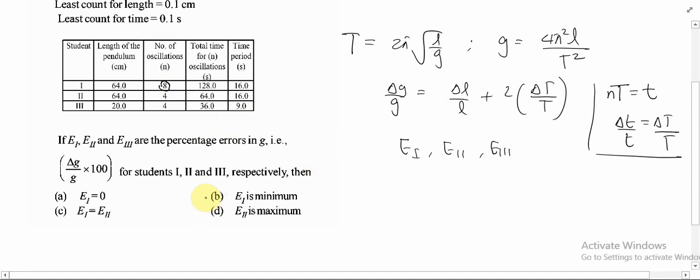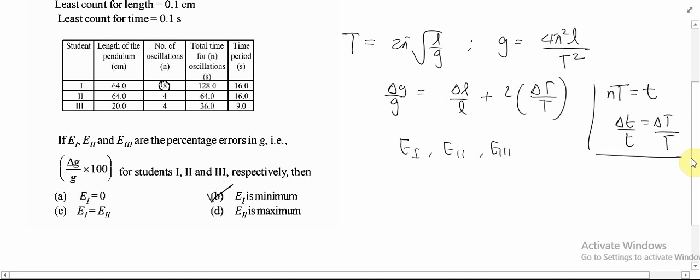Okay, so that's it. You don't have to do the numericals. So just find out which one of the student has done more trials. Okay, so student 1 has done more trials, that means his value is more accurate, that means the error is comparatively less, so E1 is minimum, so option B is the correct answer.